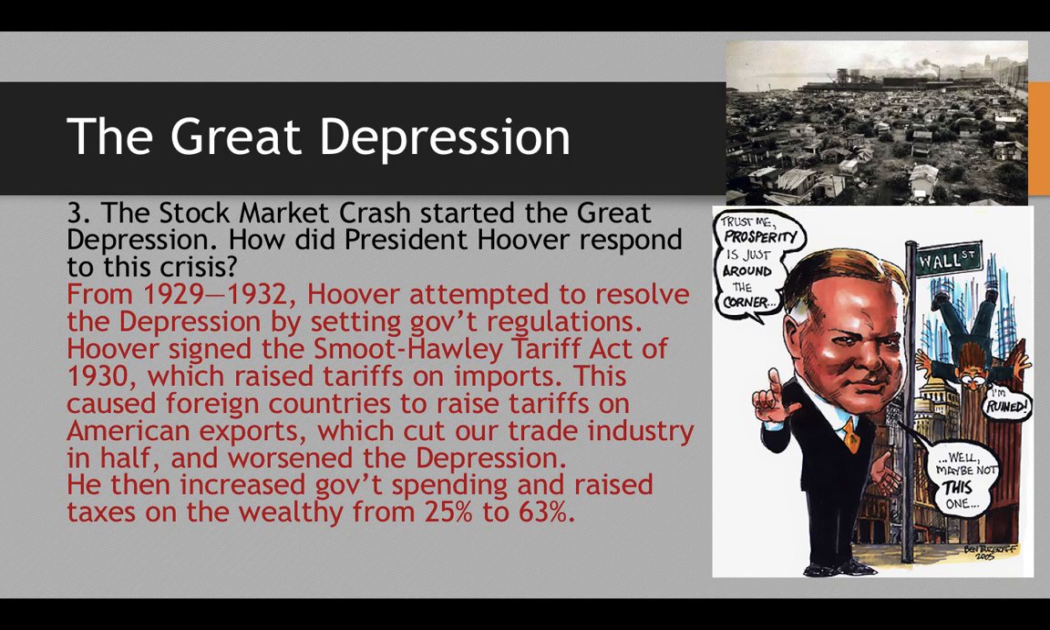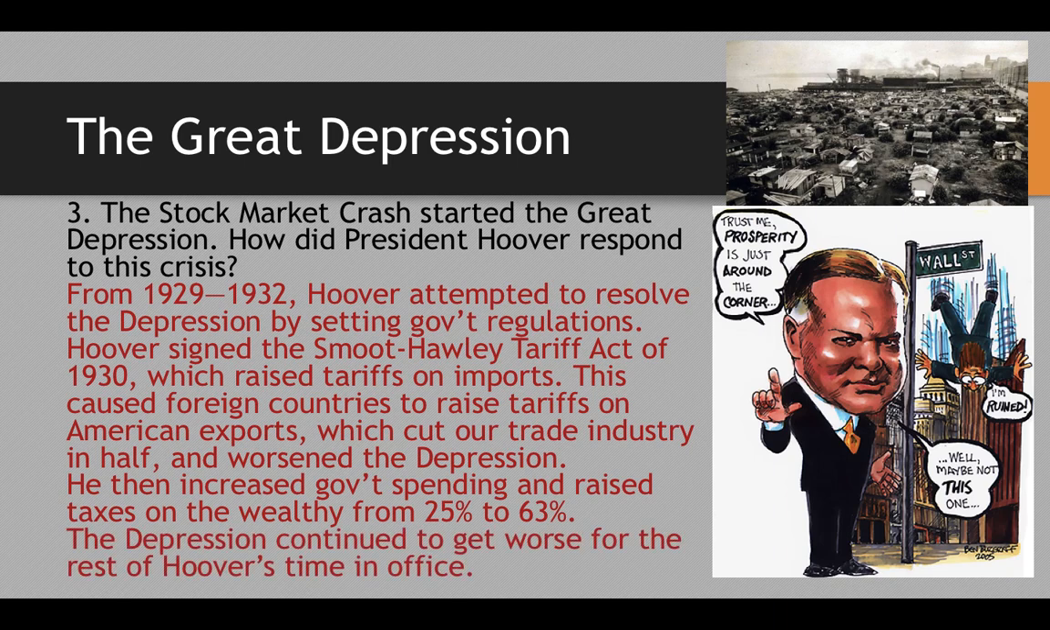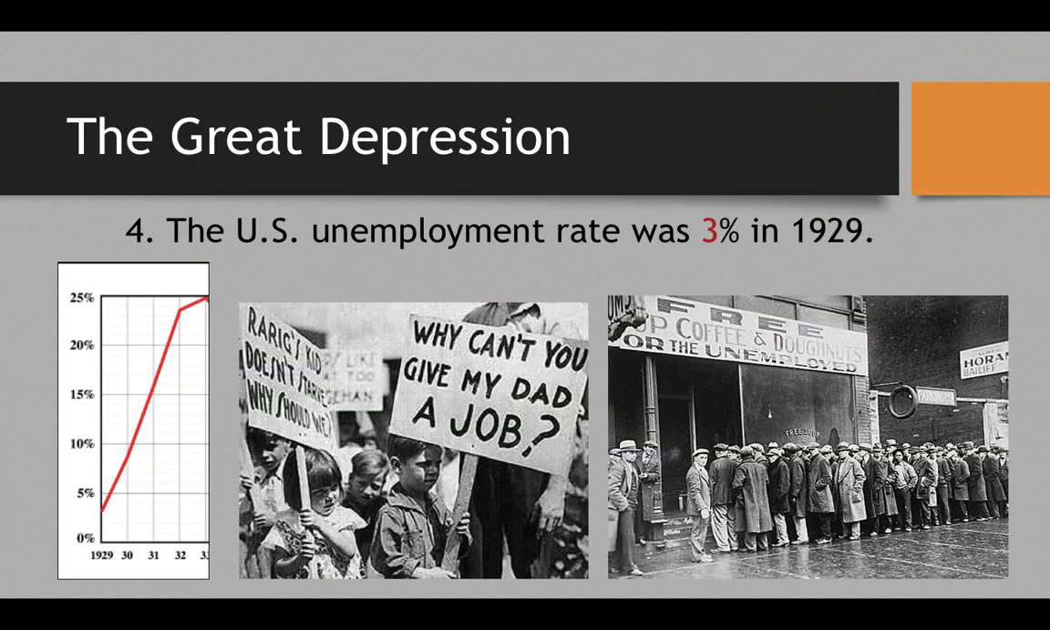He then increased government spending and raised taxes on the wealthy from 25% to 63%. So if you increase government spending, that's going to increase your national debt. And by raising taxes that much, it's going to stifle economic growth even more. Okay, so the Depression continued to get worse and worse and worse for the rest of Hoover's time in office. He was only in office for one term, as you can probably imagine. People did not want him in for a second term.